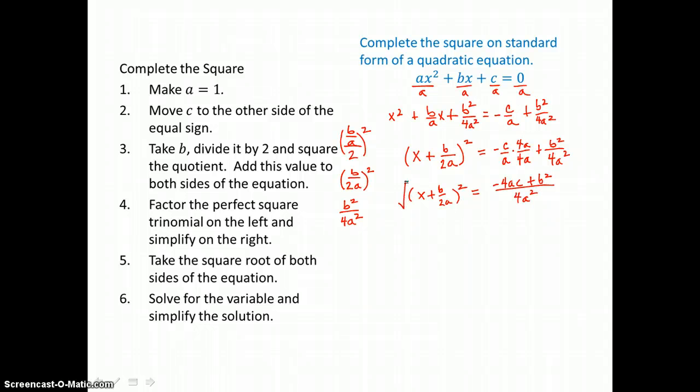Now I'm ready to take the square root of both sides. So when I take the square root of this binomial squared, I get x plus b over 2a. That gives me two solutions, plus or minus, and I'm going to start simplifying on the right-hand side here. I've got the square root of b squared minus 4ac. I'll just commute those two terms in the numerator and take the square root of the denominator. The square root of 4 is 2, and the square root of a squared is a. And now to get x alone, I'll just subtract b over 2a from both sides of this equation.